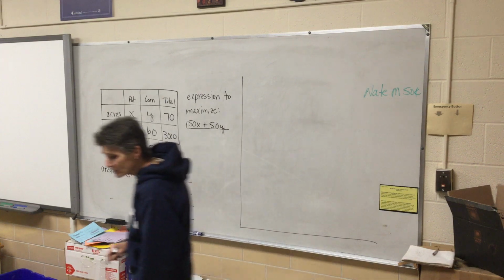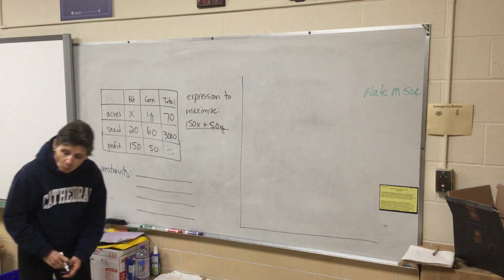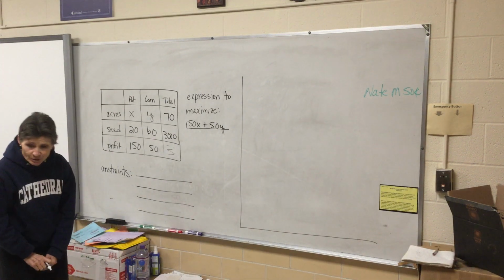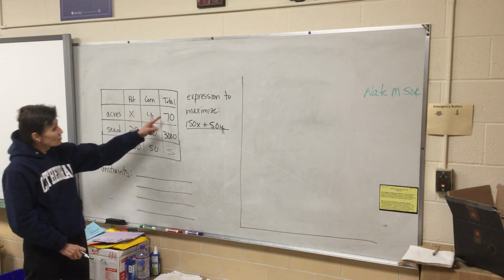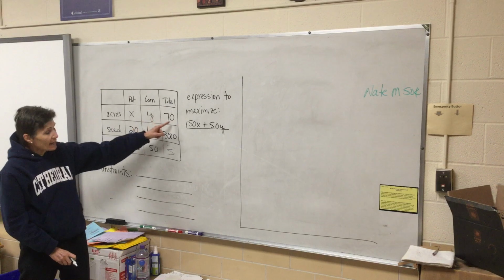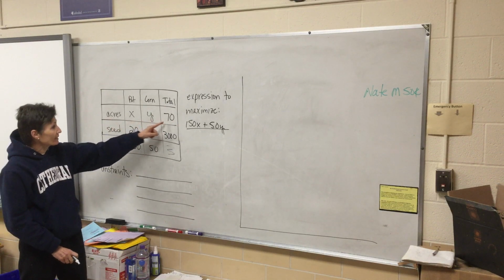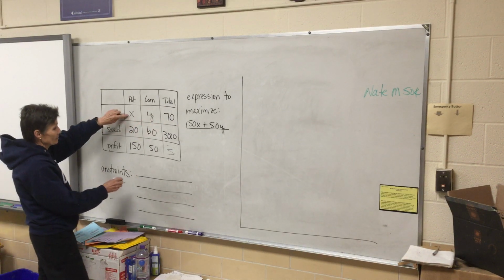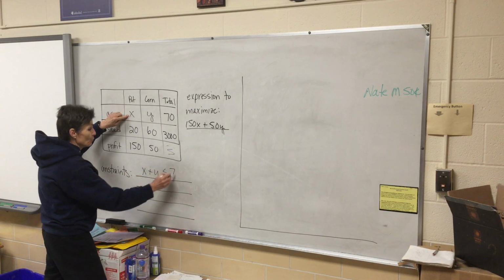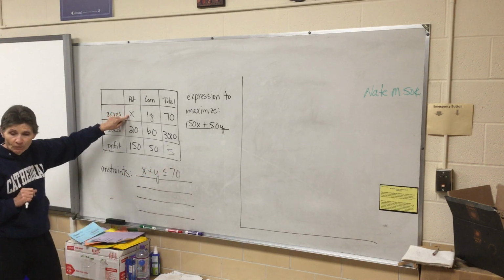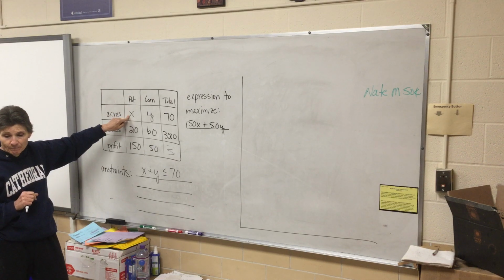Now, what are your constraints? What are your limiting factors? Can you get an equation from your acre row? Can you get an acre equation? What would that look like? X plus Y is less than or equal to 70. Beautiful, beautiful. That is absolutely perfect.